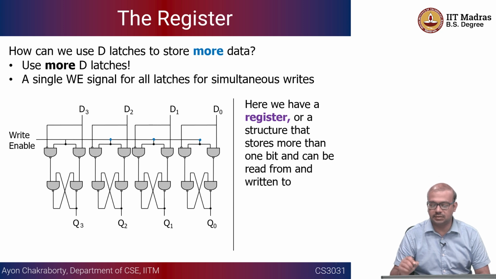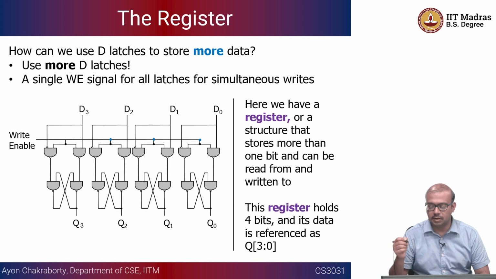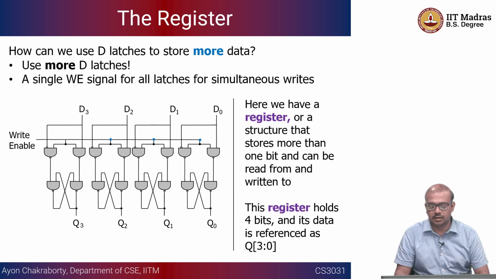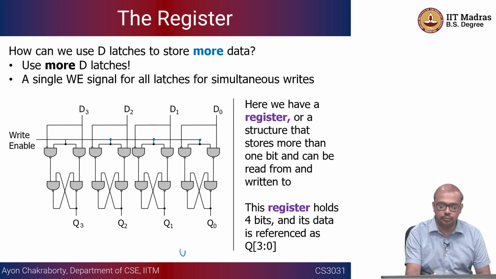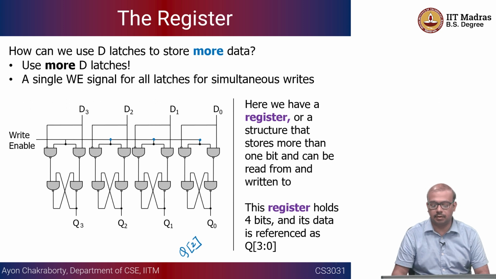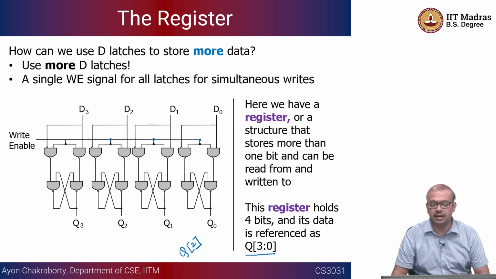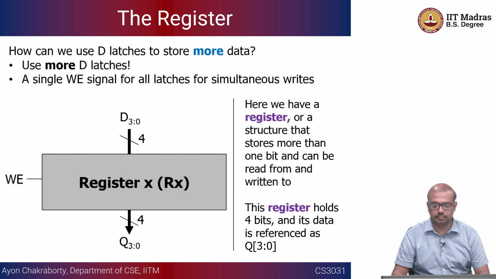So here we have a register, or a structure that stores more than 1 bit and can be read from and written to. The register holds 4 bits and this data is referenced by Q3 to 0, as if it's an array. So there are 4 bits in the register. That is how we can refer to the different bits of the register. So if I say just Q2, that means 1 bit, one particular bit, the Q2 bit. Otherwise, it is referenced as Q3 to 0. So there are 4 entities, 4 bits.